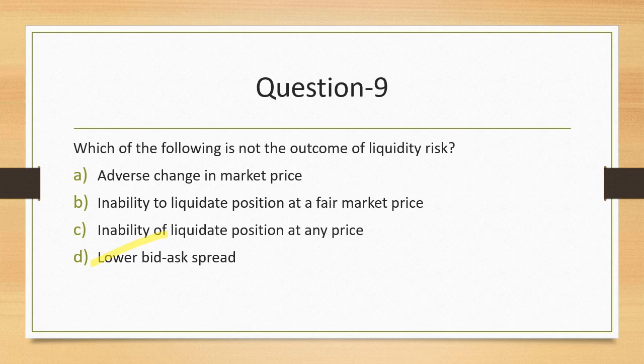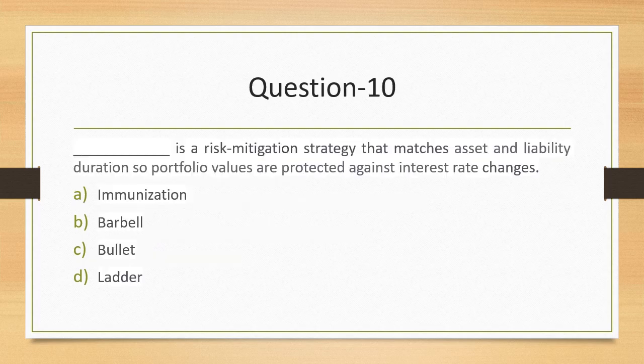So the outcome of liquidity risk is adverse change in the market price. That can also happen because you're not getting the price that you thought you will get, and you will be able to liquidate. So we have removed A, B and C. So the answer is D.